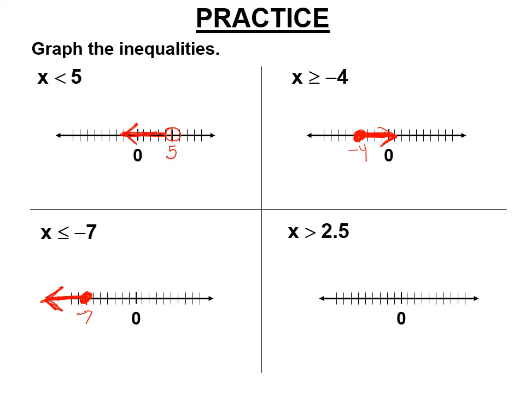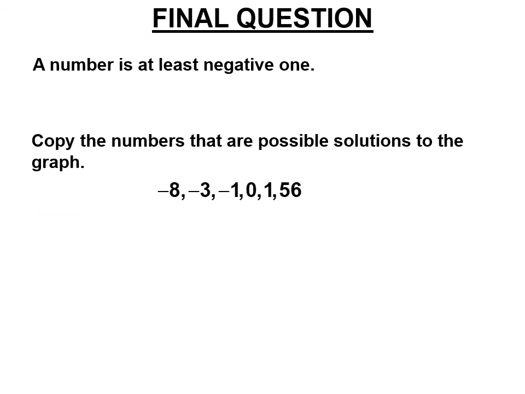Where is 2.5? Well, 2.5 is halfway between 2 and 3. It's one of the reasons you write the number. It could be a decimal. It's an open circle because its X is greater than 2.5. So 2.5001 and a million are both greater than 2.5. The number is at least -1. Copy numbers that are possible solutions. Not that. Those are both smaller than -1. Yep. -1, yes, 0, 1, 56. They're -1 or bigger, at least -1. Good luck on the homework.